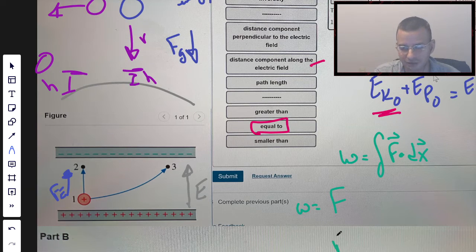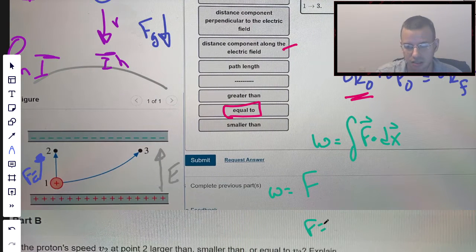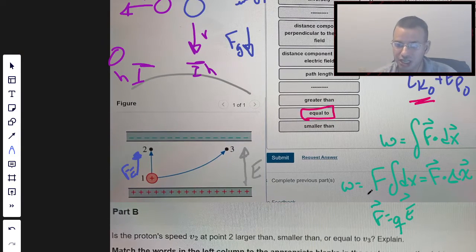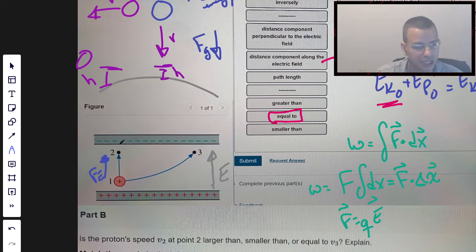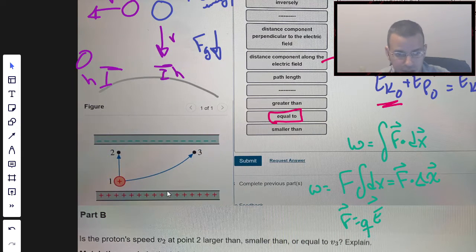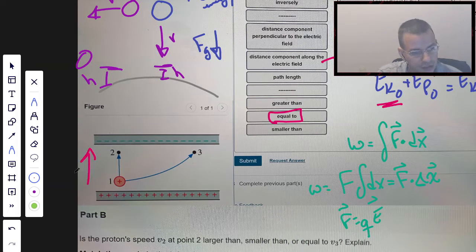In this case, force is going to equal Q times E. Force is the charge times electric field. We have the same charge here, so the force is proportional to the electric field. The force is going to be constant, so we can pull it out of the integral. And so this is just going to be F dot delta x, where delta x is the displacement. So the work, the change in potential energy here, is going to be the force, where the force for both of these particles is going to be straight up.